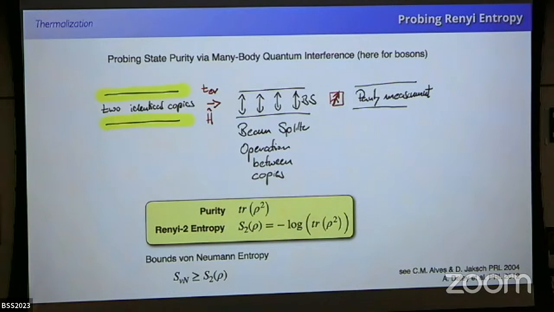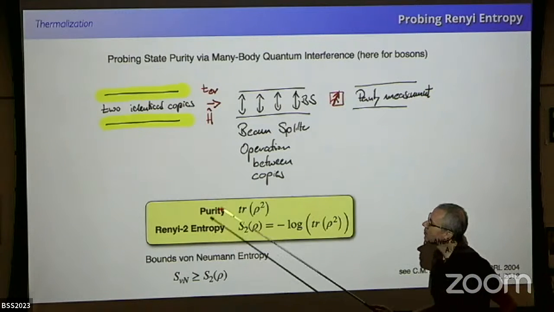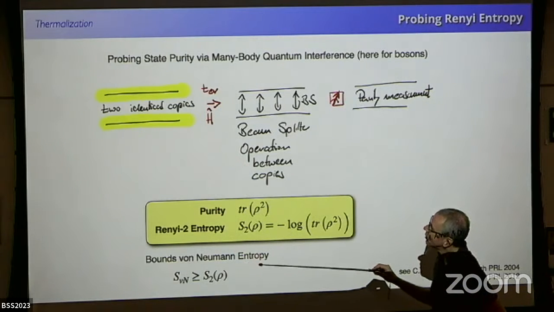So how can we measure the purity of the system? And there's actually a very nice way to do that. The von Neumann entropy or Renyi 2 entropy actually has been basically a generalization of Hanbury Brown and Twiss interferometry.